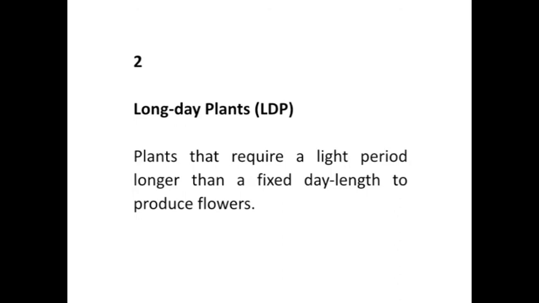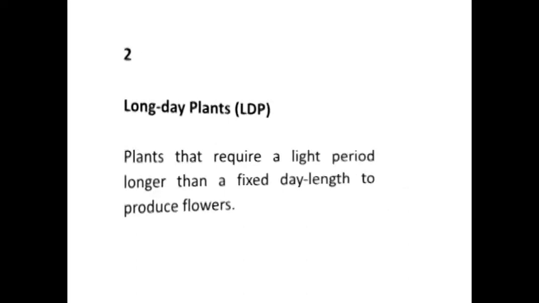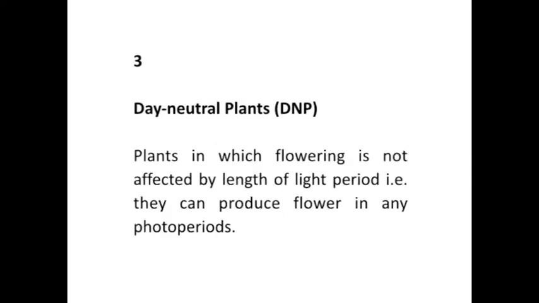The second are the long day plants. Long day plants are plants that require a light period longer than a fixed day length to produce flowers. The third one are the day neutral plants or DNP. Day neutral plants are plants in which flowering is not affected by the length of light period, that is, they can produce flowers in any photoperiods.